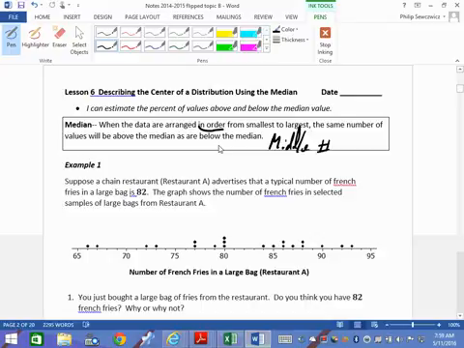Okay, so here we go. Suppose a chain restaurant, we'll call it Restaurant A, how original, advertises that the typical number of French fries in a large bag is 82. The graph shows the number of French fries in selected samples of large bags from Restaurant A. So we've got a little dot plot here.